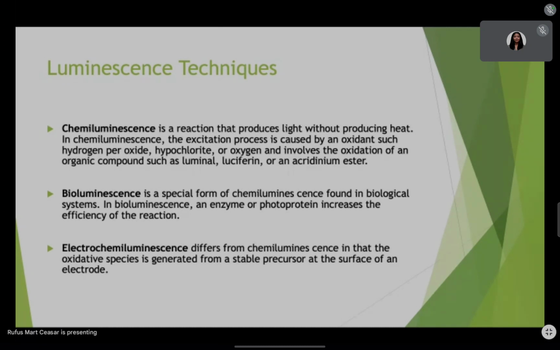So lastly ay electrochemiluminescence. So it differs from chemiluminescence in that the oxidative species is generated from a stable precursor at the surface of an electrode. So usually ang ginagamit ay ruthenium chelate. So ano yung advantage? Ayun, hindi naman lumalabas sa board exam. The advantage of this process is improved reagent stability. Ayun, reagent stability lang. Kasi complex to, inorganic complex. Ruthenium chelate ang gamit.